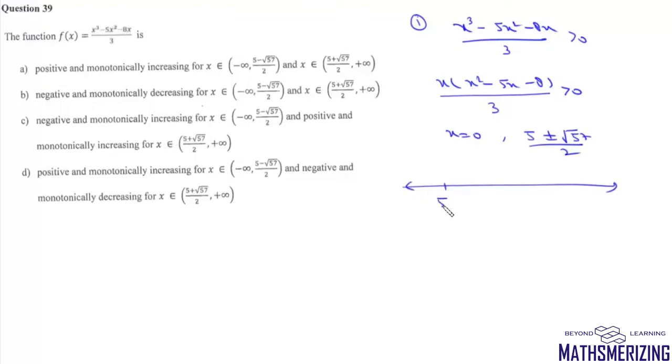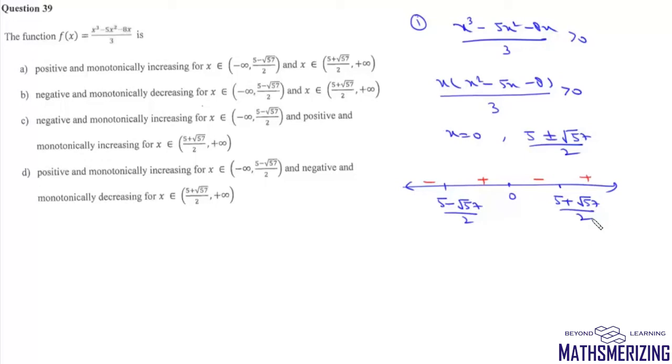We can write 5 minus root 57 by 2 and then 0 and then 5 plus under root 57 by 2. Now rightmost is positive. So this is plus, minus, plus and minus. So it will be positive when the value of x lies between 5 minus root 57 by 2 and 0, or when it is greater than 5 plus root 57 by 2.